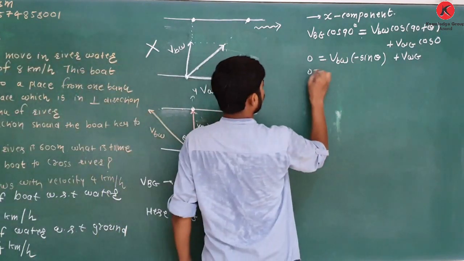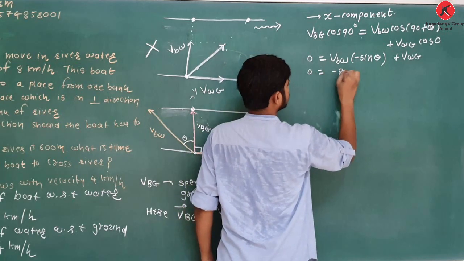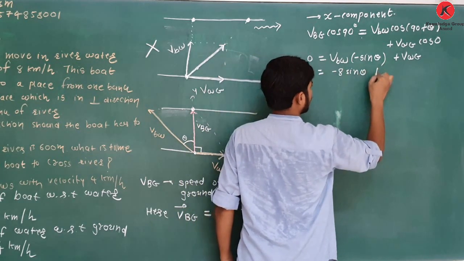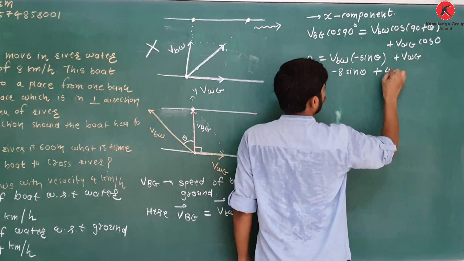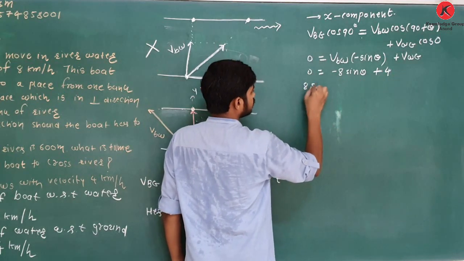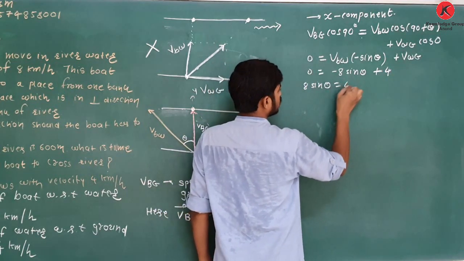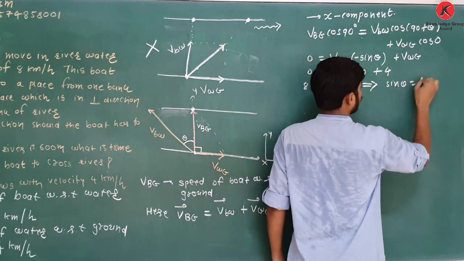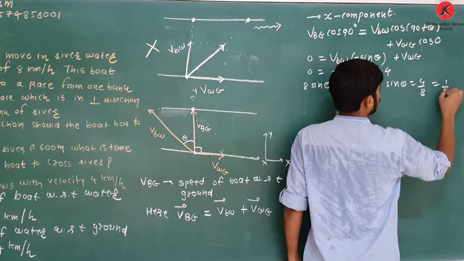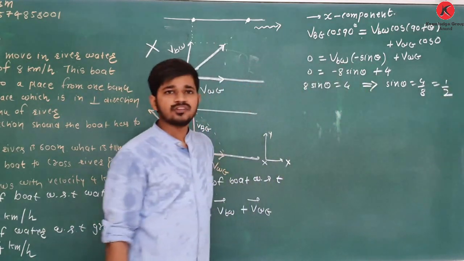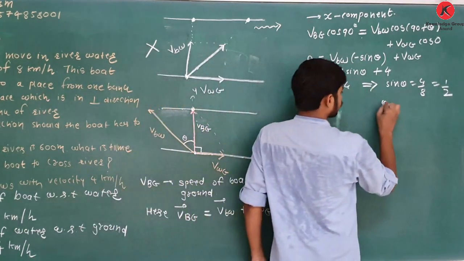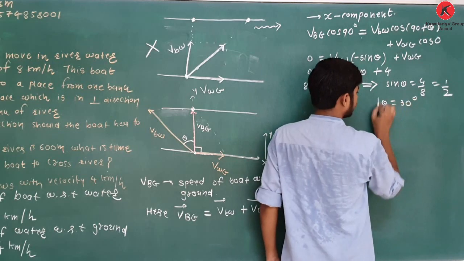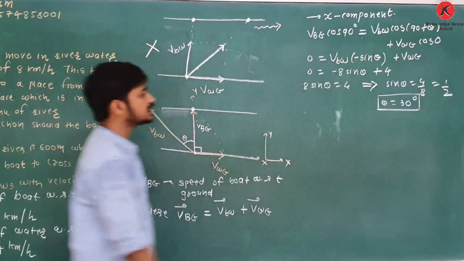So 0 is equal to minus 8 sin theta plus VWG, which is 4. So 8 sin theta is equal to 4. Therefore, sin theta is equal to 4 by 8, which is 1 by 2. And you know for which angle the value of sine is 1 by 2? So theta is equal to 30 degrees.